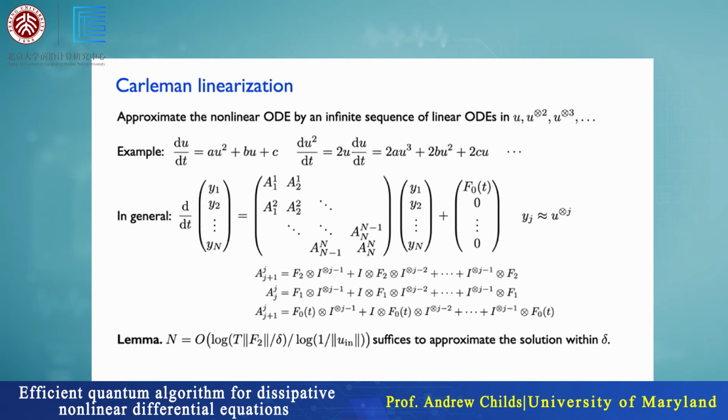And so now what you have to do is understand what you can say about how large this capital N, the truncation, has to be before this gives you a good approximation. What you can show is that a fairly low order is sufficient. This capital N only has to scale logarithmically in the evolution time, logarithmically in the inverse error, and it also scales only logarithmically with the norm of f2, describing the scale of the nonlinearity. Okay, so that's the truncation theorem that we use to do the analysis.